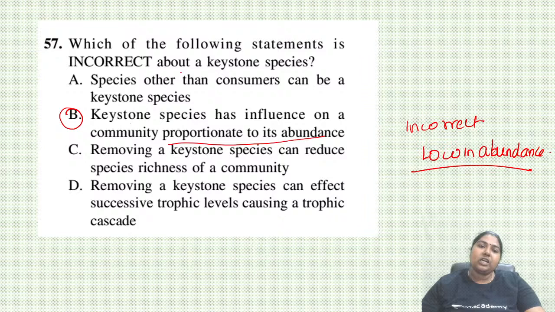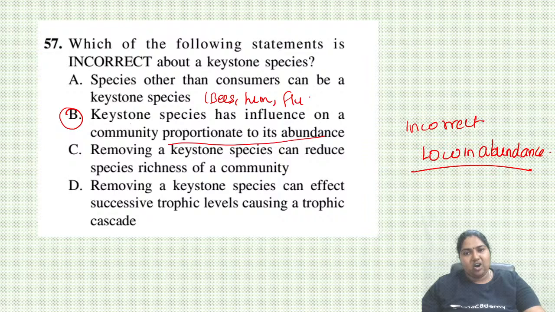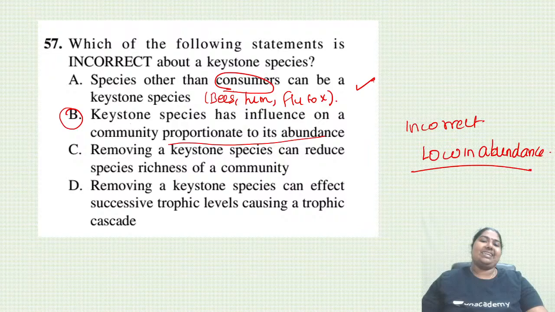What about the first one? I told you, no. Bees, hummingbirds, flying fox, all are going to be keystone species. It is not that only the consumer should be the keystone species. Anything can become a keystone species. Right? So that is a correct one only. Not only the prey or predator and not only the consumer. Anything can become a keystone. If you remove that, the ecosystem should collapse. That is the only condition. Alright, so now you got the answer.